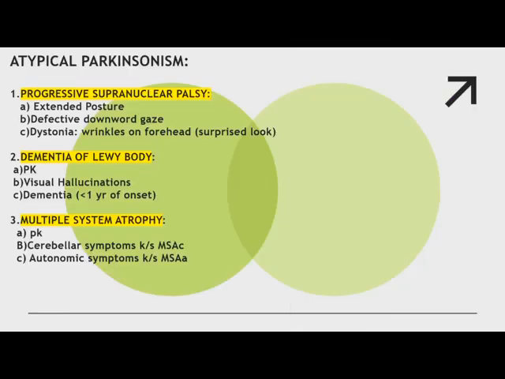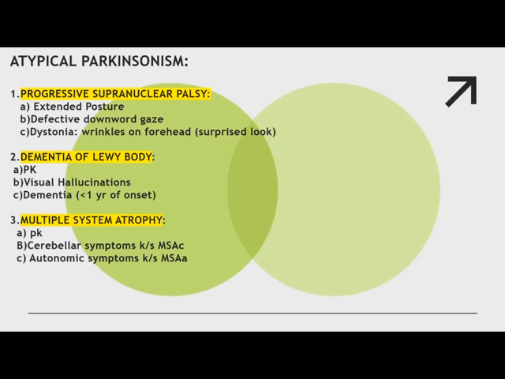Now this was all about Parkinson disease. The next movement disorder is atypical Parkinsonism. In this there are three topics: progressive supranuclear palsy, dementia of the Lewy body, and multiple system atrophy. In progressive supranuclear palsy, there is extended posture, defective downward gaze, and dystonia. In dystonia, you can see wrinkles on the forehead, giving a surprised look to the patient.